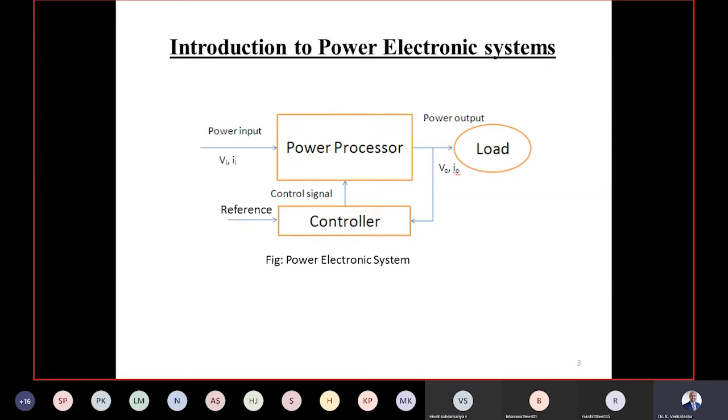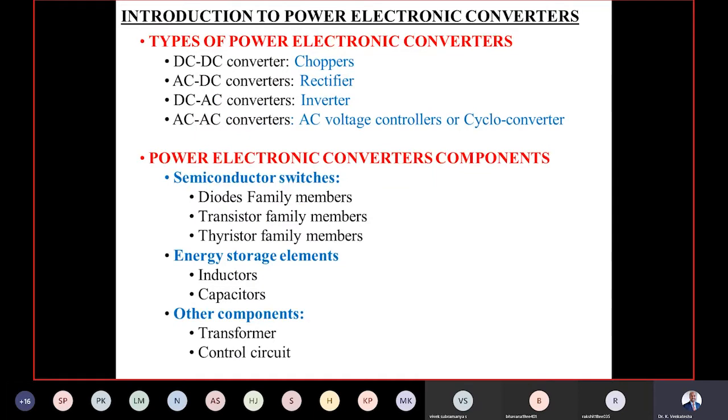Generally power input can be AC or DC, power output can be AC or DC. So we have 2 to the power of 2, 4 combinations. These are the combinations we have. DC to DC converters, we say choppers. AC to DC converters, rectifiers. DC to AC converters, inverters. AC to AC converters, AC voltage controllers, or cycloconverters to vary the frequency also. So these are the very basic 4 types of converters. Input can be DC or AC, output can be DC or AC.